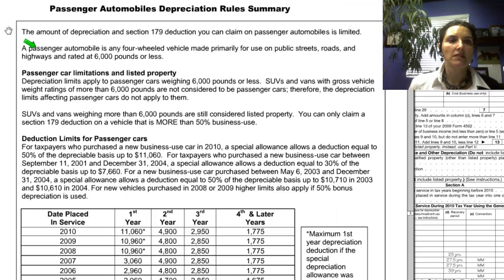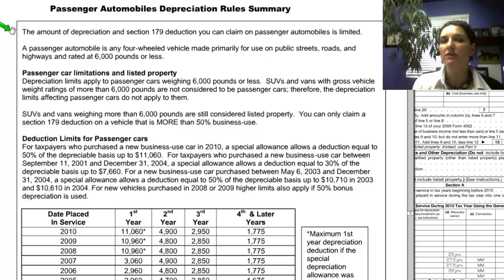So here is a passenger automobile depreciation rules summary. The amount of depreciation and Section 179 deduction you can claim on passenger automobiles is limited. A passenger automobile is any 4-wheeled vehicle primarily for use on public streets, roads, and highways, and rated at 6,000 pounds or less. Passenger car limits and listed property.